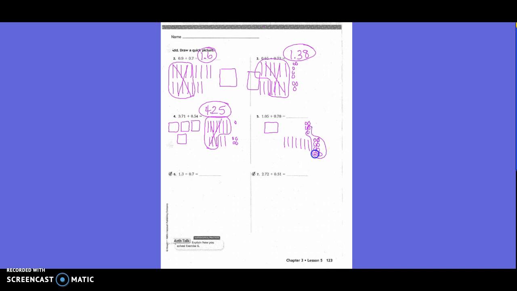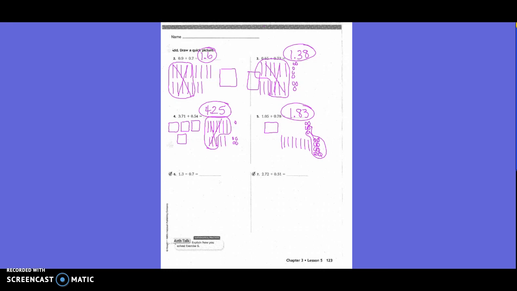And then draw an X on those, and then draw one more long. Do I have enough longs to regroup? No, because we only have 8, right? So am I ready to write my answer? Yes. So how many flats do I have? 1. How many longs do I have? 8. And how many small cubes do I have? 3. So my answer is 1 and 83/100.